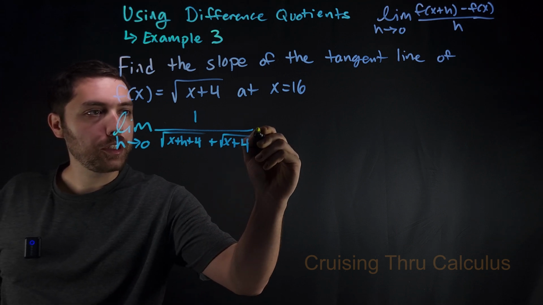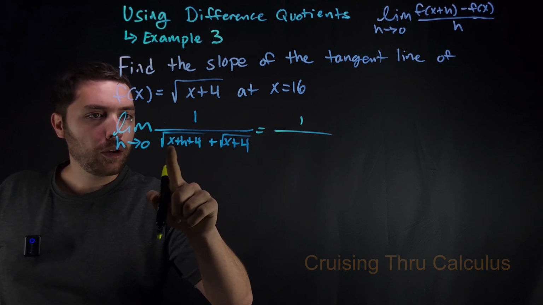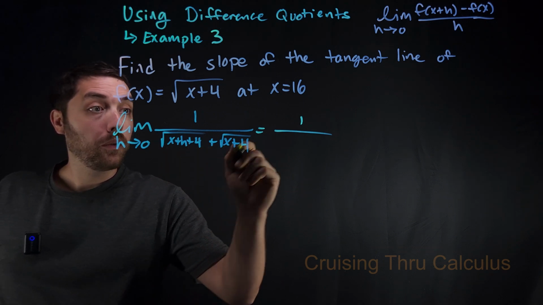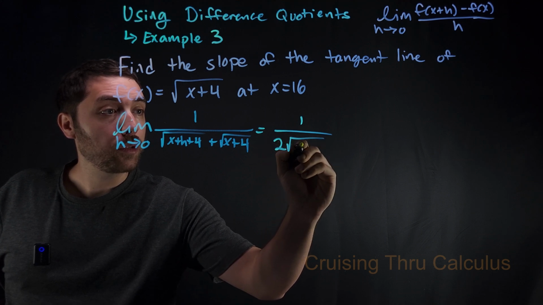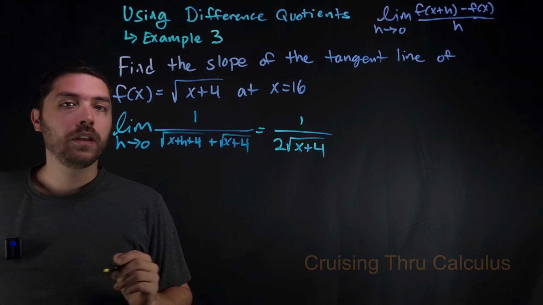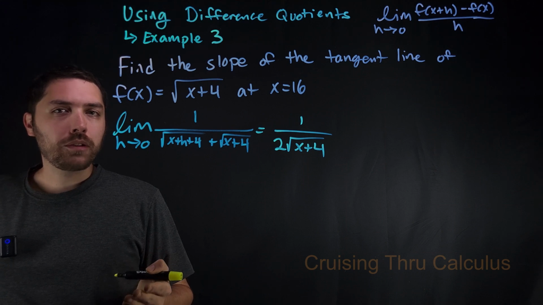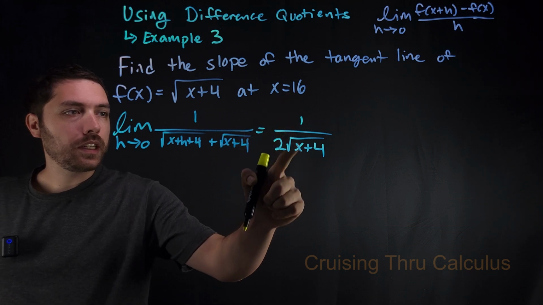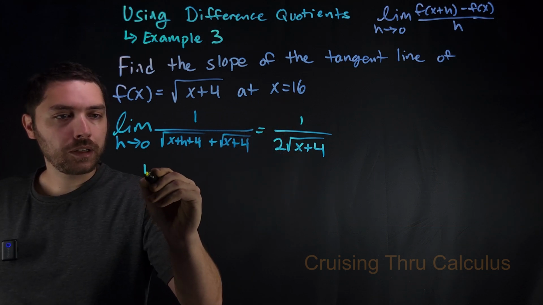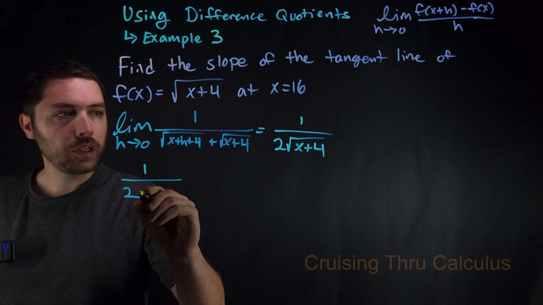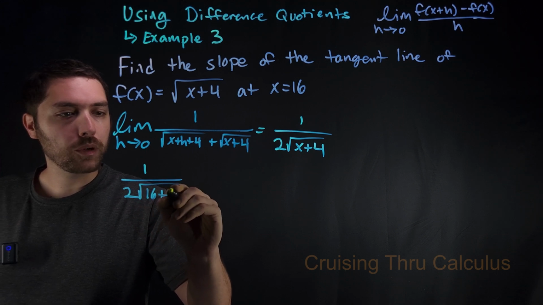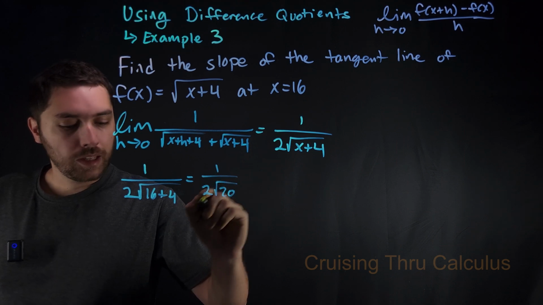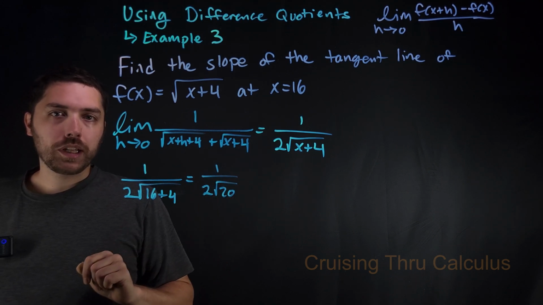Let's see what we get when we do that. Okay, we're going to get the square root of x plus 4 plus the square root of x plus 4. Or in other words, we're going to have 2 square root of x plus 4s. All right, now we still haven't found the slope of the tangent line yet. What we need to do now is take 16 and plug it in here. So let's do that. We're going to get 1 over 2, the square root of 16 plus 4, which is going to give us 20. This right here is the slope of our tangent line.